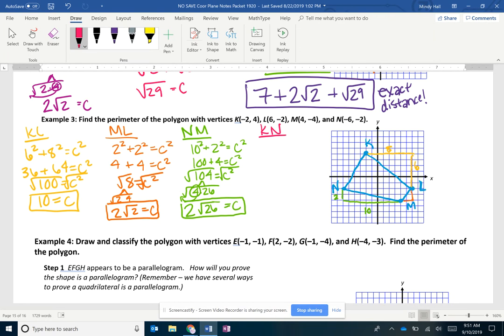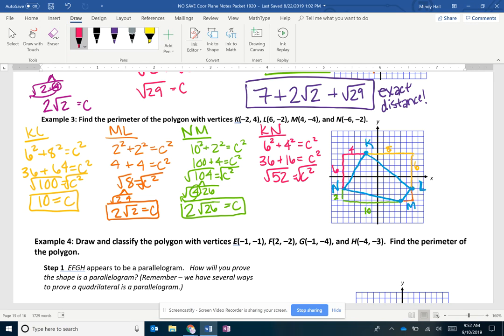So with KN, we have a rise of 1, 2, 3, 4, 5, 6, and a run of 1, 2, 3, 4. So this would be 6 squared plus 4 squared equals c squared. 36 plus 16. 36 plus 16 gives you 52.